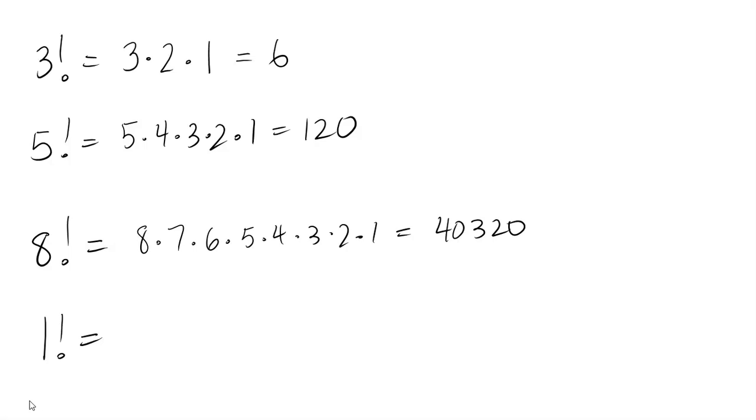Now you might wonder why we have a 1 in the definition, because multiplying by 1 doesn't contribute anything. We need it for this last one. 1 factorial is just 1. Start at 1, end at 1.